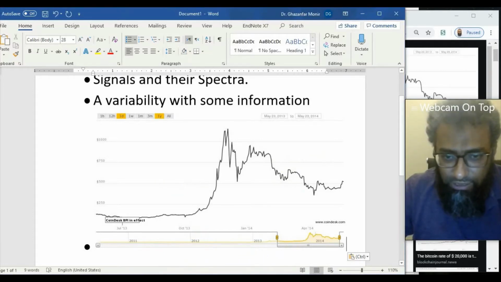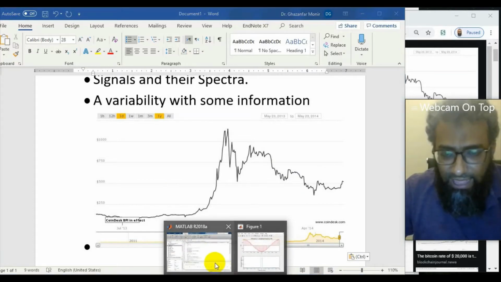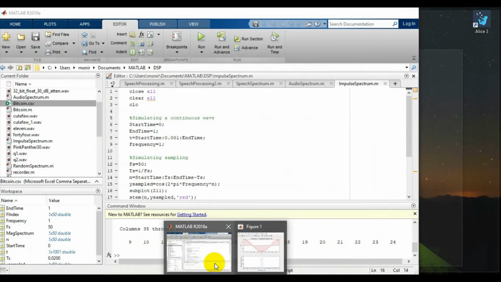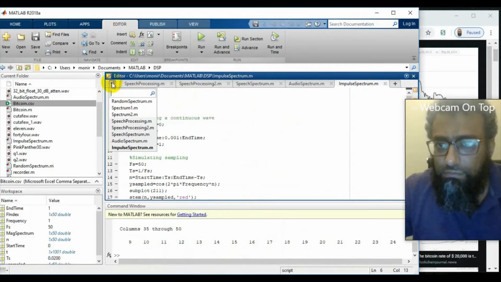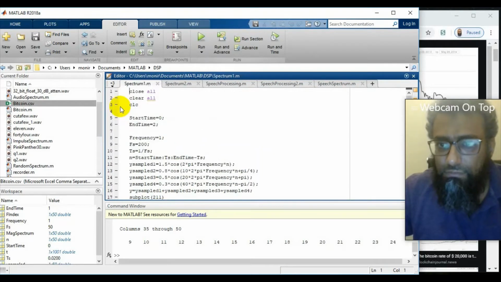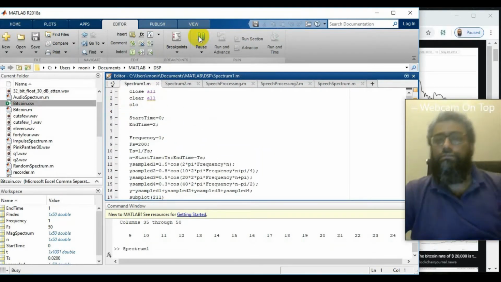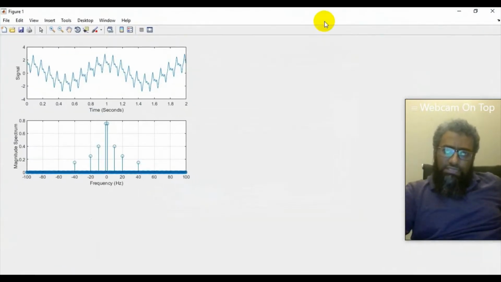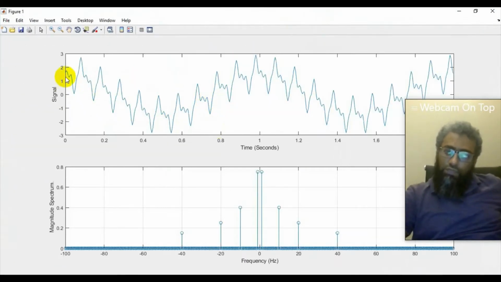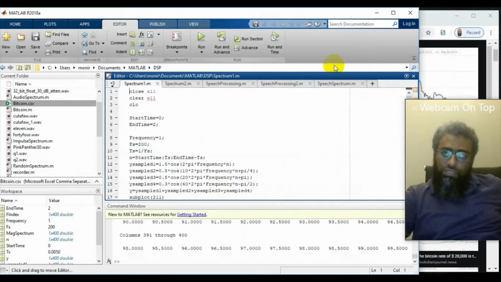We will see the spectra in detail, analyze the spectra so that we can have a deeper understanding of our signals. Okay, so let's start with now this is a signal. We can see that this is a periodic signal, and this is the signal spectrum. But how we have made it, first try to look into the details.